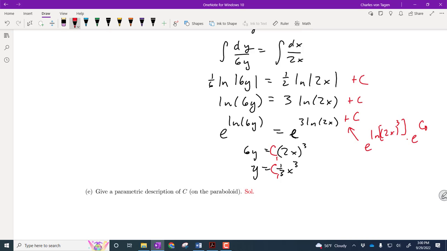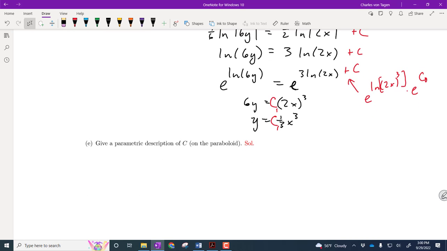Oh. Great catch there. So yeah, everyone see my mistake here, folks? I forgot about that factor of 2. Okay. So this would be 2 to the third power, so let's just slow down. We get 6y is equal to 8c1x to the third.